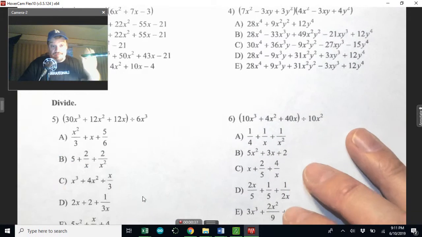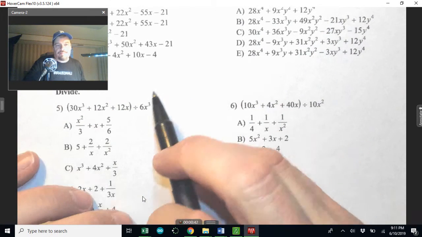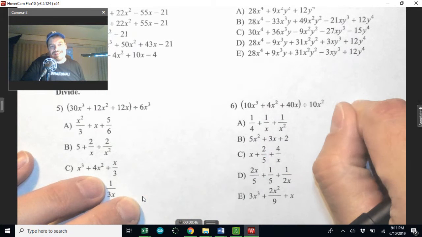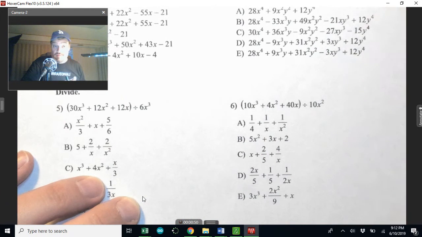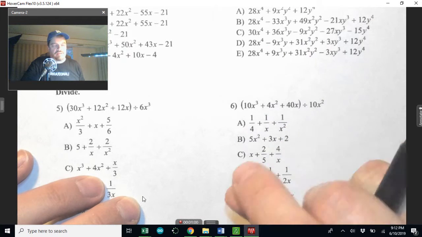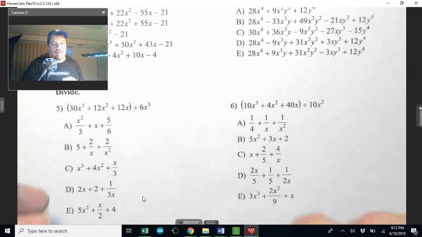However, number 5. Number 5 is division, but this is a monomial. You can only use synthetic division and long division. Now, long division I clipped from the final. But synthetic division and long division are used using binomials, all right? But long division can actually be used for trinomials and polynomials with 4 terms, but that is so rare that it's really just unnecessary.